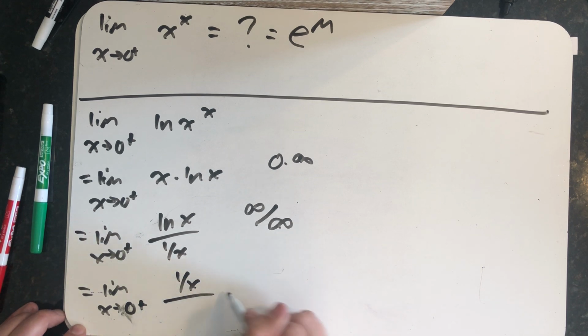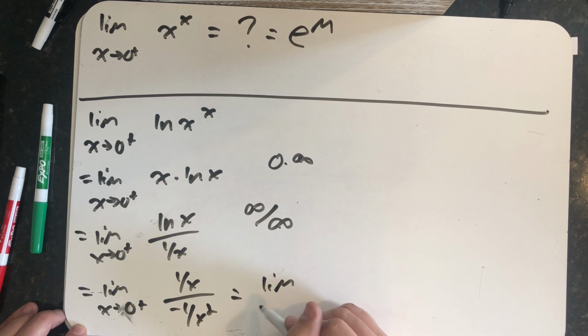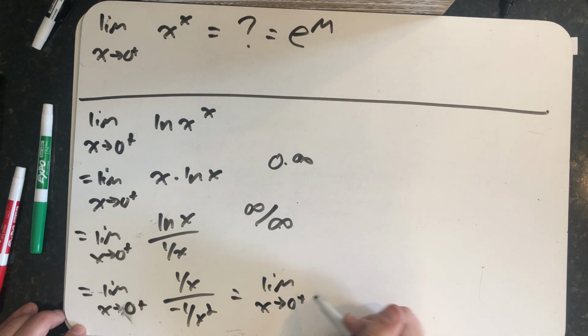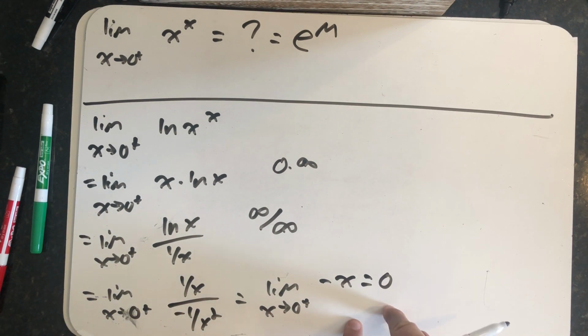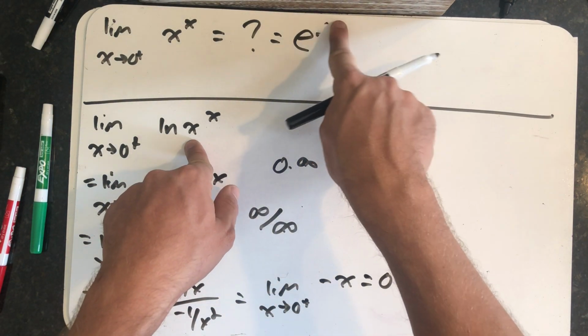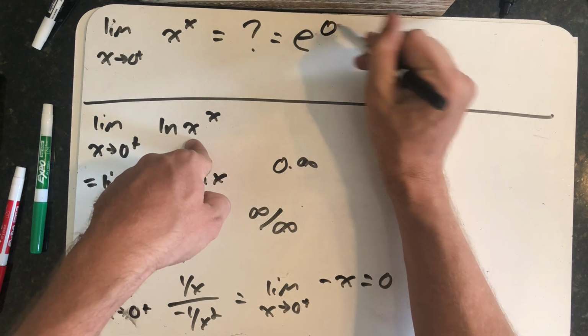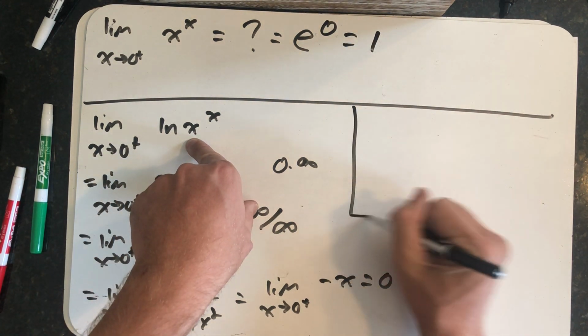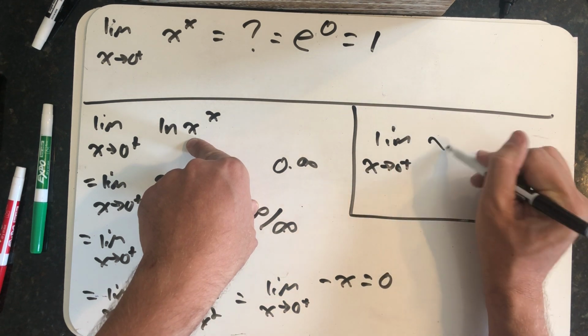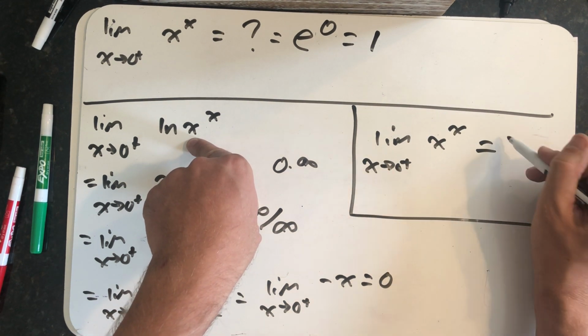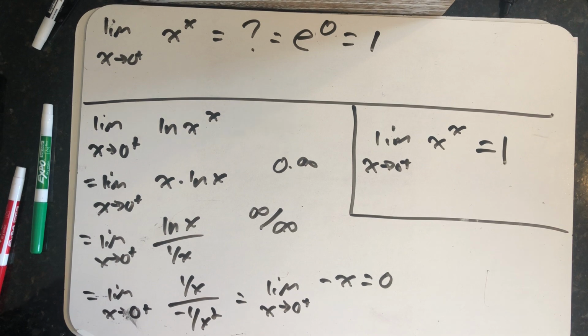1 over x all over minus 1 over x squared. Multiply by the reciprocal of the bottom, and I'm looking at a minus x, and I get 0, remembering that this was the value m. So I can now conclude the limit as x approaches 0 from the right-hand side of x to the x is e to the 0, or 1.